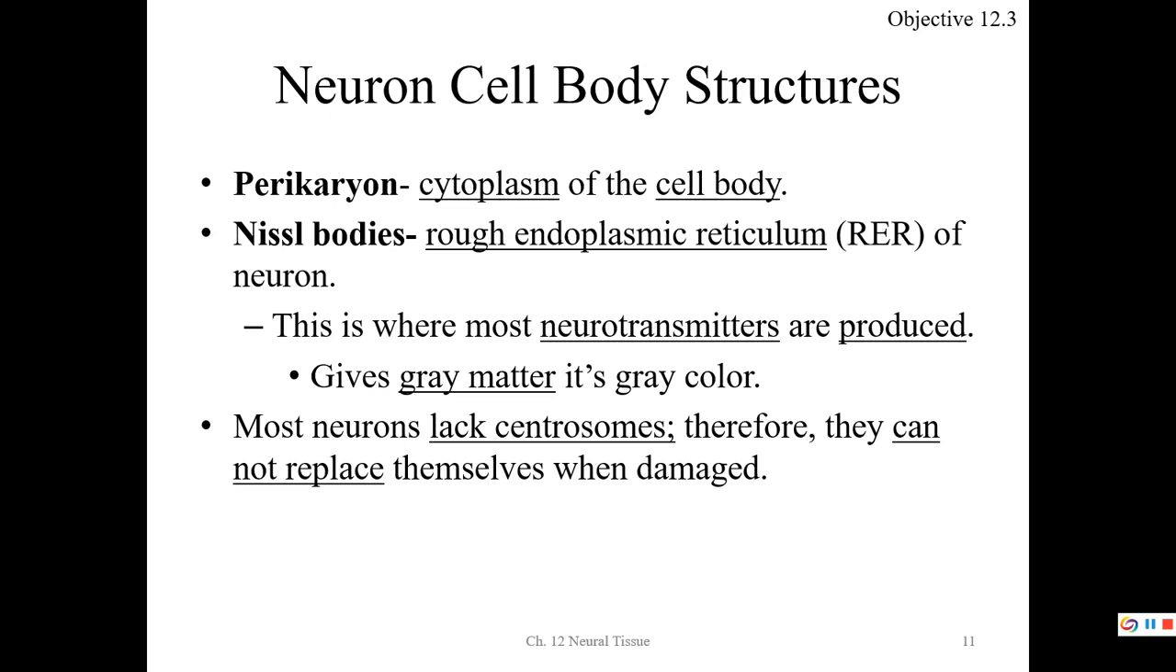Now, if we think about it, most neurons are going to lack a centrosome. They're kind of stuck in that G0 phase, and they cannot replace themselves when they're damaged. Once they're destroyed, they're gone for good. We can't get them back. Kind of a big deal.